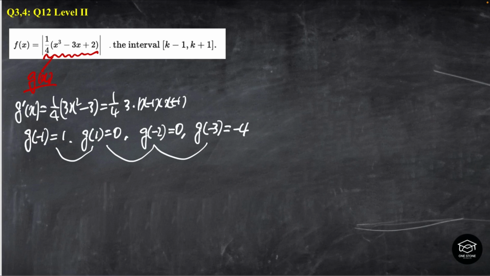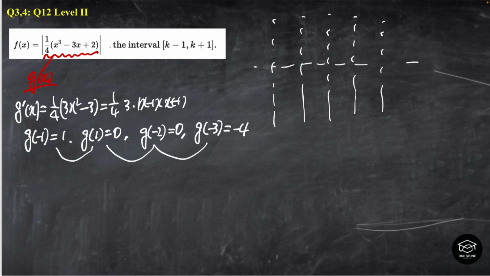Next, we apply the absolute value to g of x. This reflects any negative parts of the graph above the x-axis. So, for example, the point (-3, -4) becomes (-3, 4). The new function f of x is always non-negative and follows the shape of a smooth, piecewise curve.